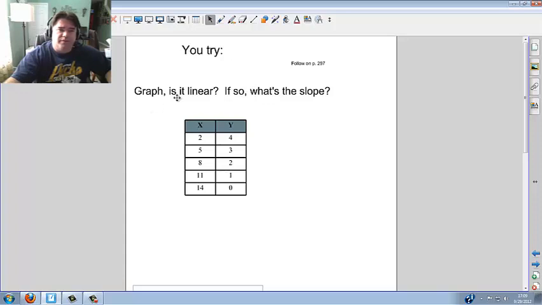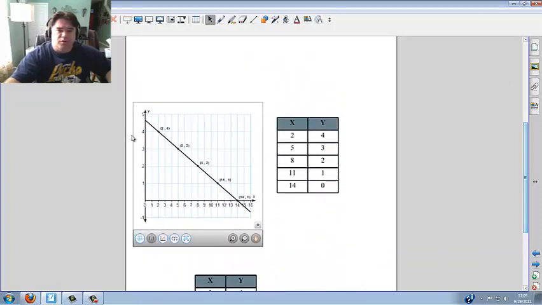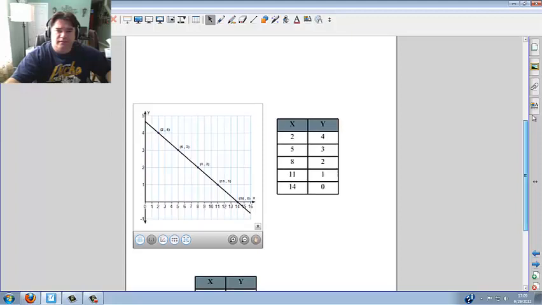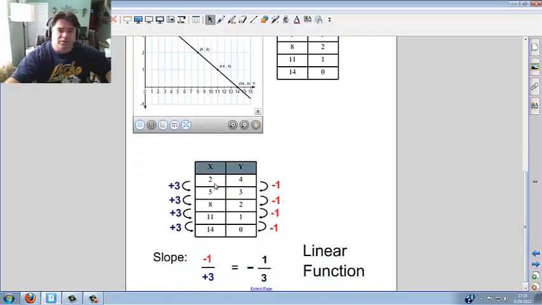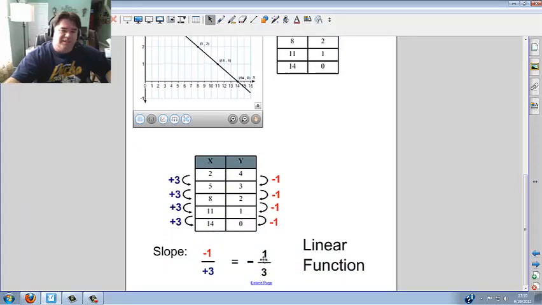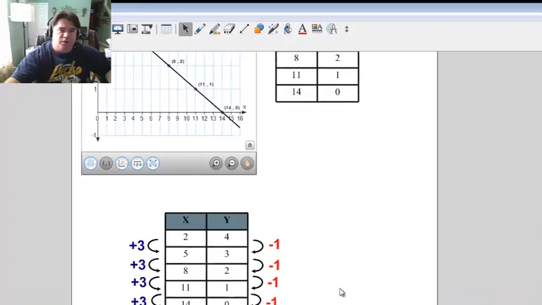You try. Graph it. Is it linear? If so, what is the slope? All right, hope you had time to look. This forms a straight line. Yep. Therefore, it is linear. Because as the x goes forward 3, you're going down 1. So the slope of the linear function is y over x.